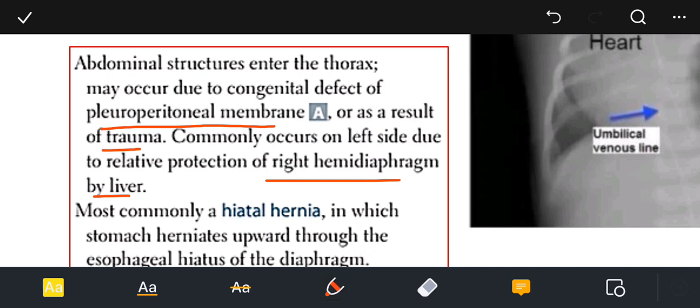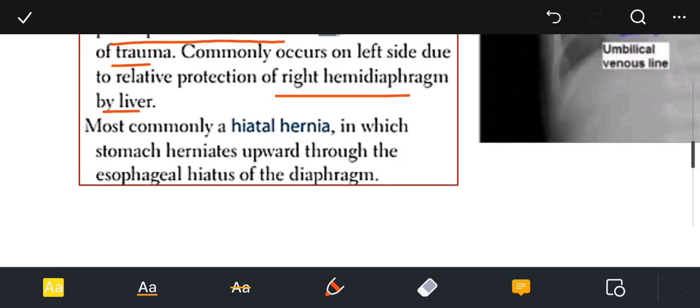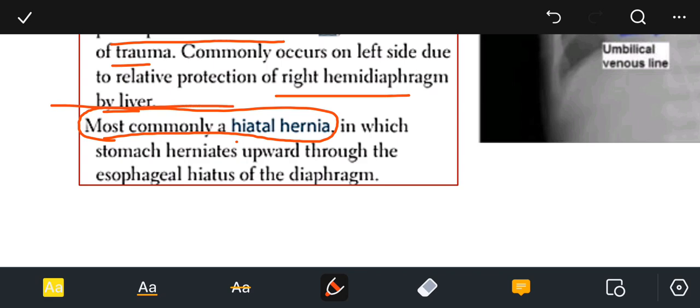Most commonly, a hiatal hernia is one in which the stomach herniates upward through the esophageal hiatus of the diaphragm. Okay, the most common form of hernia is the hiatal hernia. It is not related to the diaphragmatic hernia; it is a different topic. Hiatal hernia is seen even in healthy adults. The hiatal hernia is a condition in which the stomach herniates upward through the esophageal hiatus into the diaphragm.